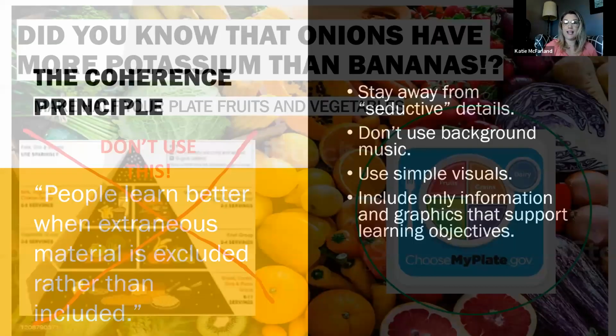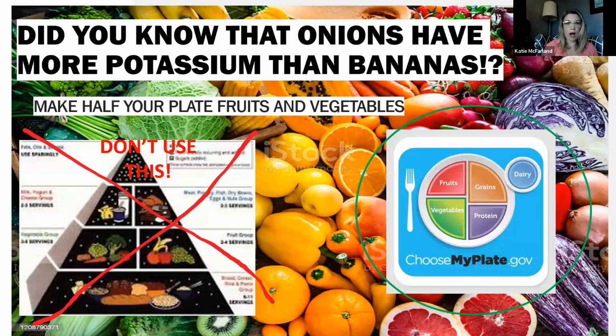So this is an example of why there's a lot of information going on here. In the head title, we've got the seductive detail: Did you know that onions have more potassium than bananas? Make half your plate fruits and vegetables. We've got MyPlate. We've got a ton of fruits and vegetables.